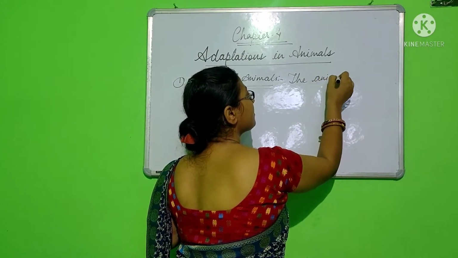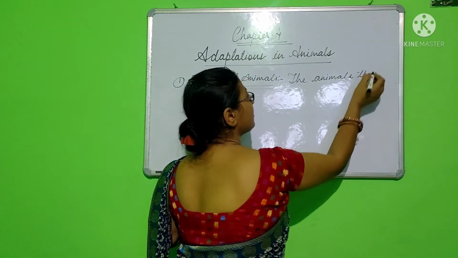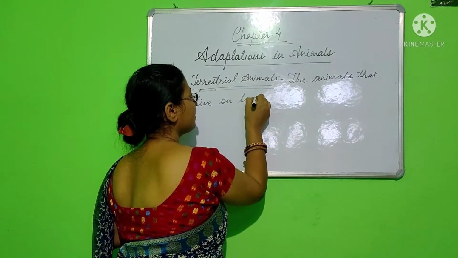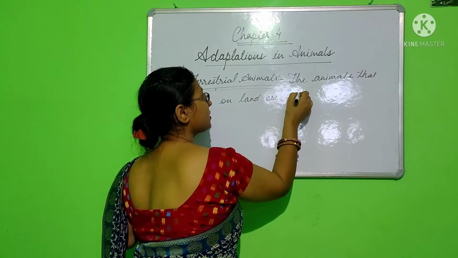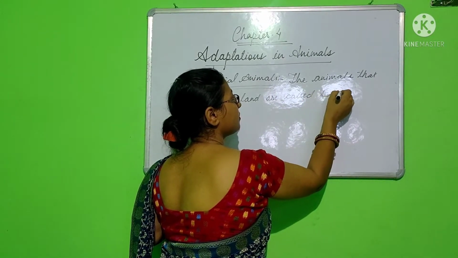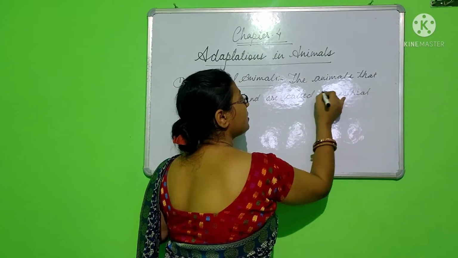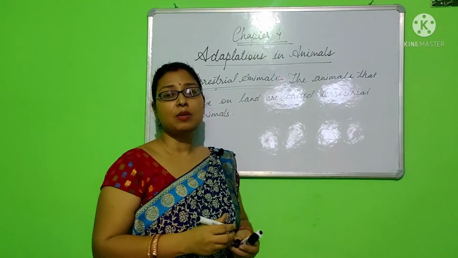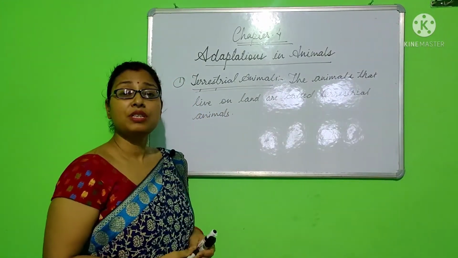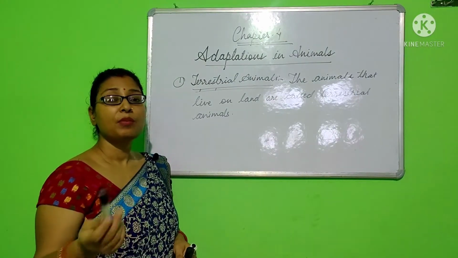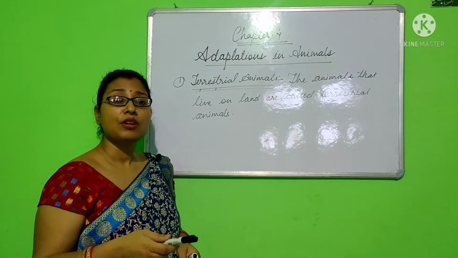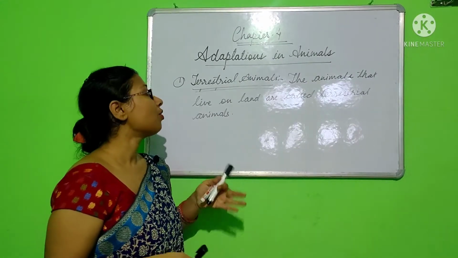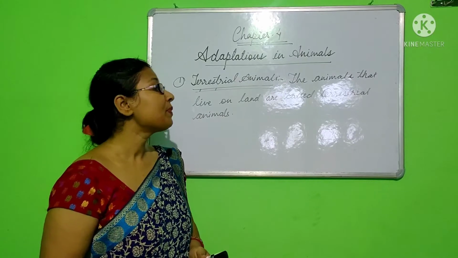The animals that live on land are called terrestrial animals. There are so many examples of terrestrial animals that we can see around us. For example, tiger, cow, buffalo, horse, elephant, giraffe. The wild and the pet or domestic animals that live on land are called terrestrial animals.